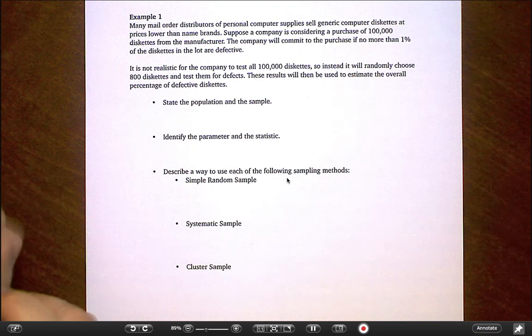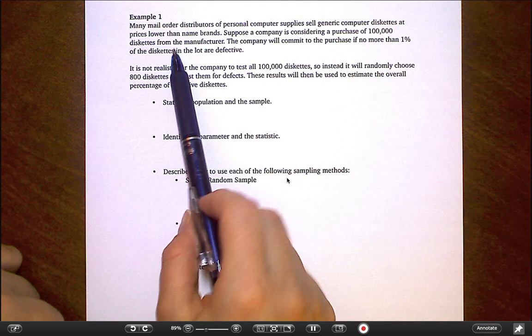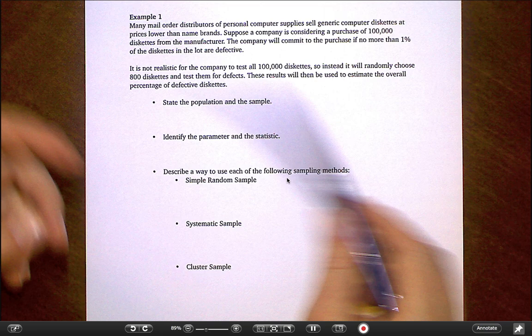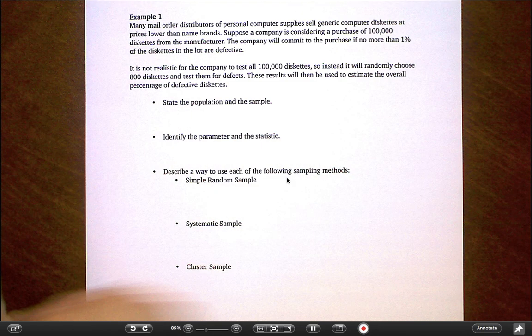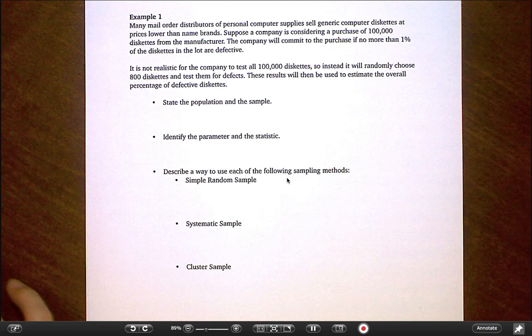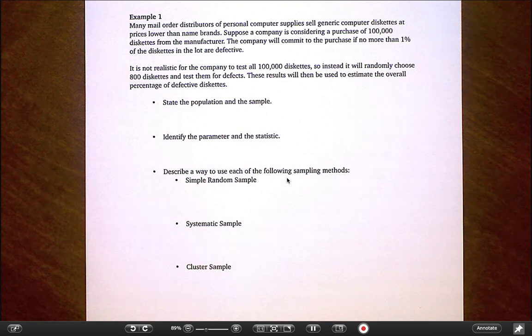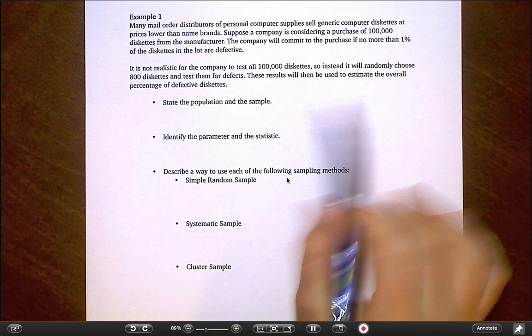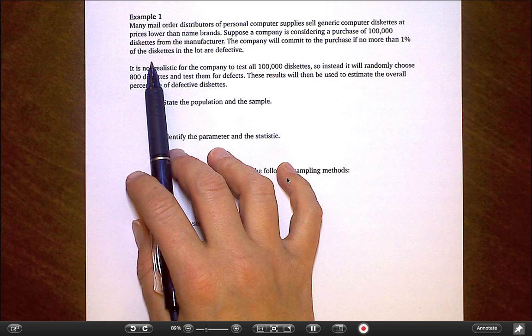Basically, a company is trying to decide if they want to purchase generic computer disks as opposed to name brand ones. This is a decision that companies make all the time, even if computer diskettes are sort of obsolete. You could throw any other word in there, and this same situation still arises. So this company is going to purchase 100,000 of them from the manufacturer. They're aware that sometimes these things are defective, it's just something that happens. But they want to make sure they're not getting a lot of defective ones. So they will commit to purchasing all 100,000 if no more than 1% of the diskettes are defective.